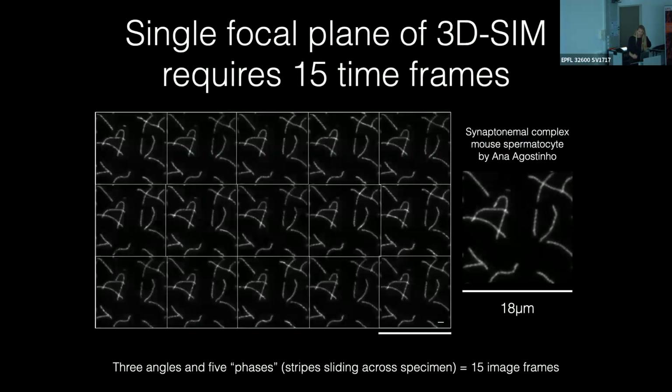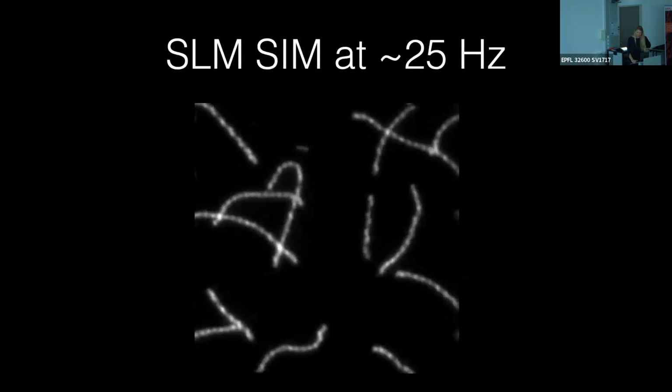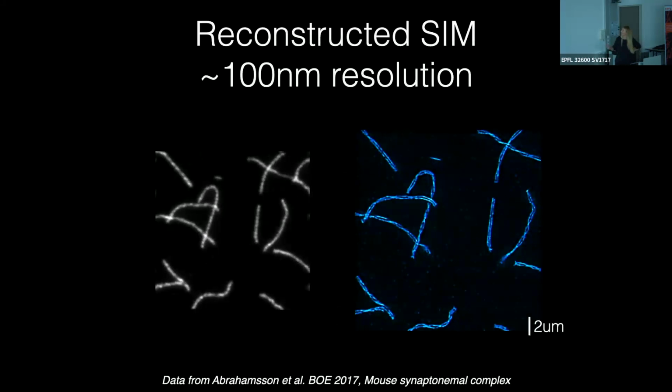So a single frame of 3D SIM takes 15 frames. If you do 2D SIM, it's only 9. That can be done really fast now. Oh, this only plays once. So 25 hertz with the spatial light modulator with super fast pattern translation and rotation. And here's an example of reconstructed data.